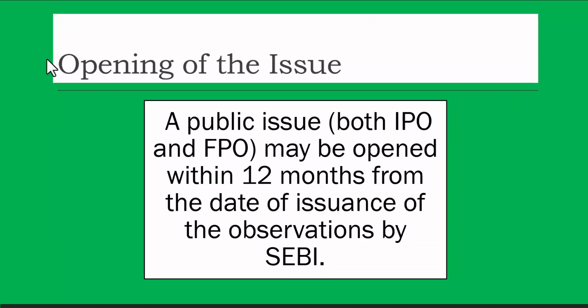So once the offer document is approved by SEBI, now there comes the opening of the process. A public issue, both IPO and FPO, may be opened within 12 months from the date of issuance of the observations by SEBI, which means SEBI has observed and they have given their clearance. So within 12 months after the nod of the SEBI, a company has to come and open the issue. Normally, the company will do it immediately, but the maximum time it is given is 12 months. After 12 months, the approval gets expired. So normally, the company is just waiting for SEBI's approval and they go immediately with that, but the maximum time is 12 months.